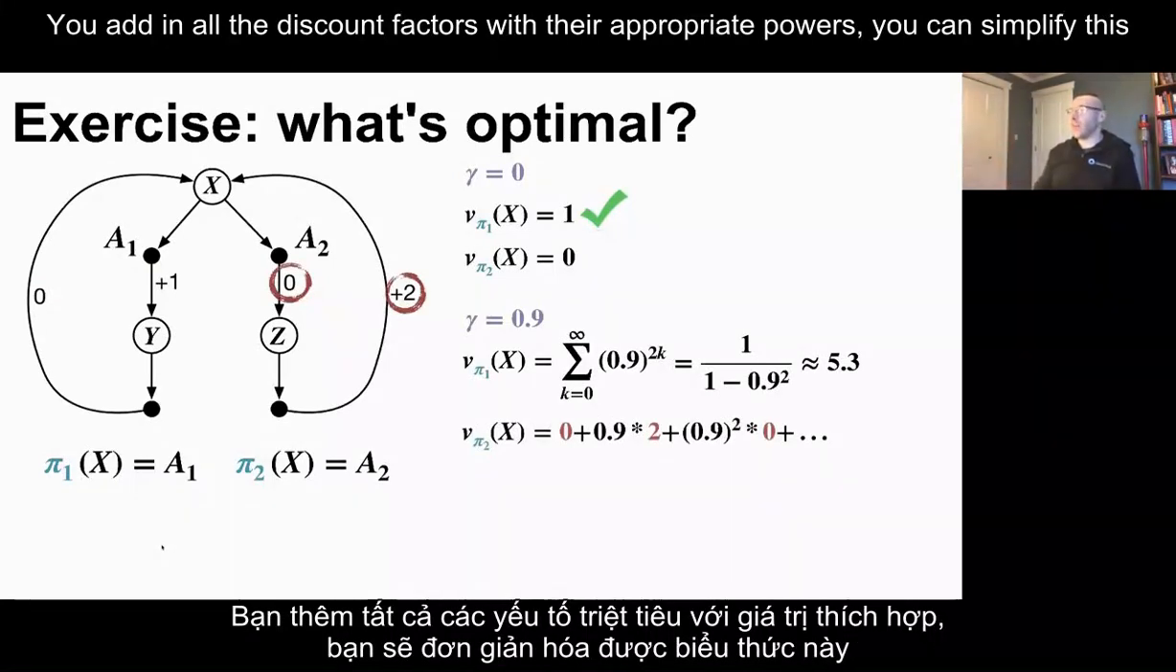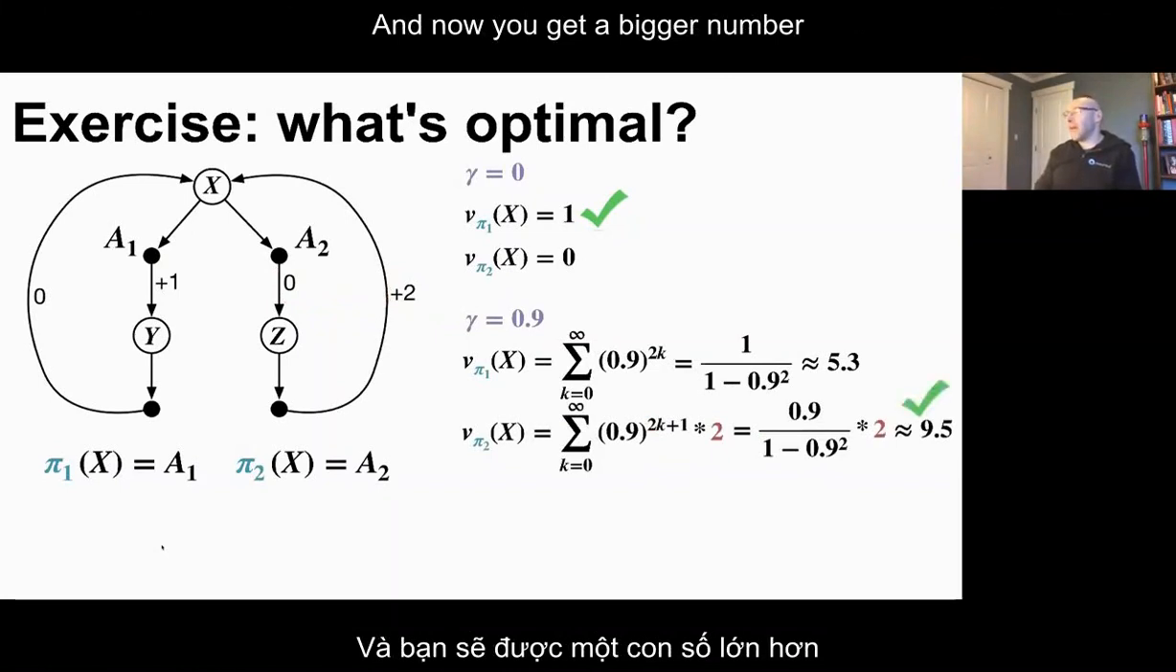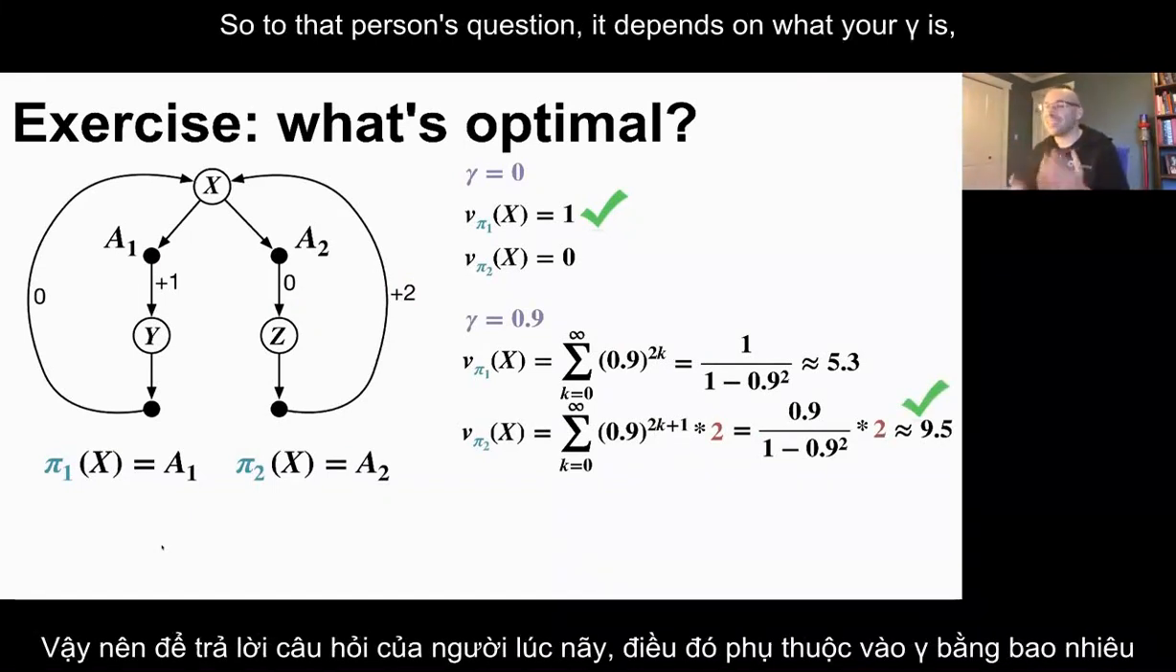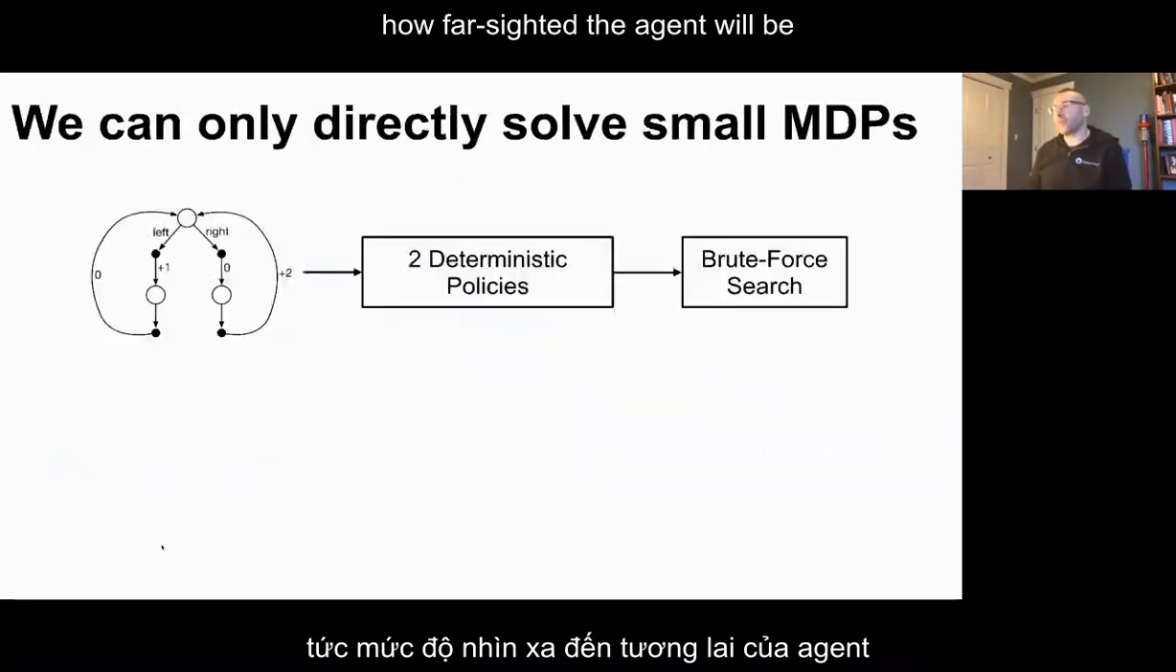You add in all the discounts to the appropriate powers. You can simplify this, and now you get a bigger number. So now we care about the other policy if we're looking further into the future. So to that person's question, it depends on what your gamma is, how far-sighted the agent will be.